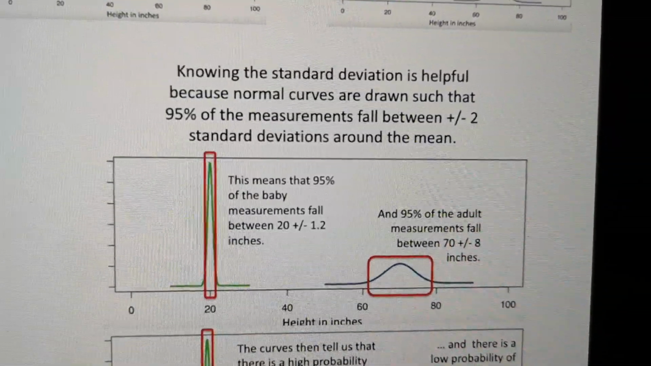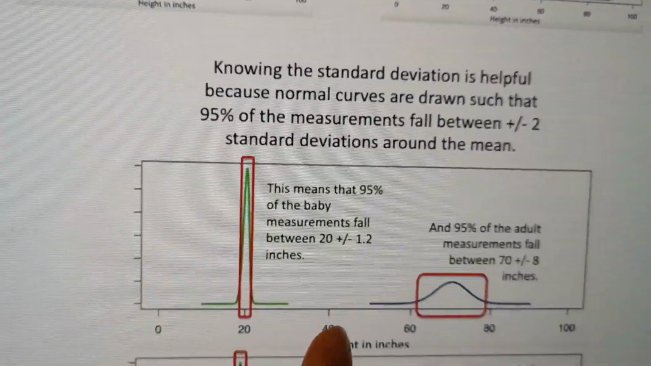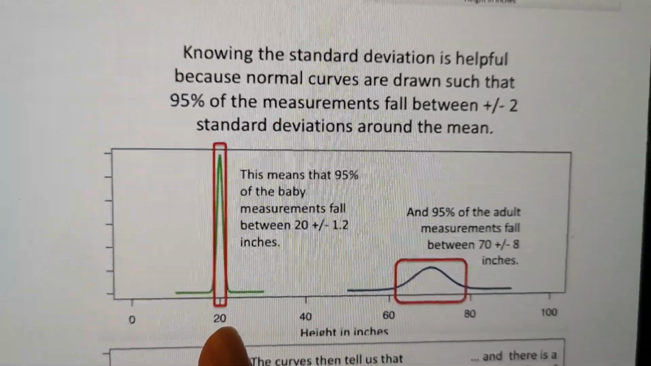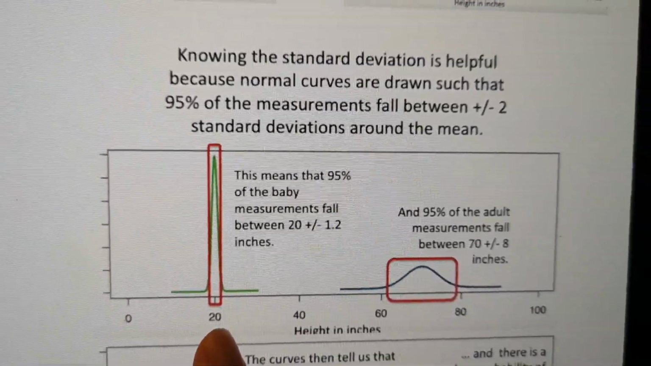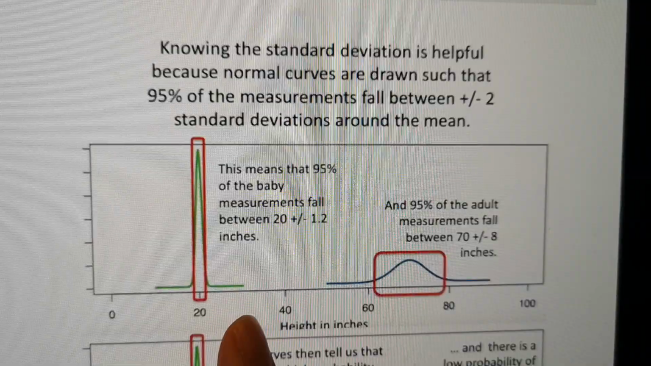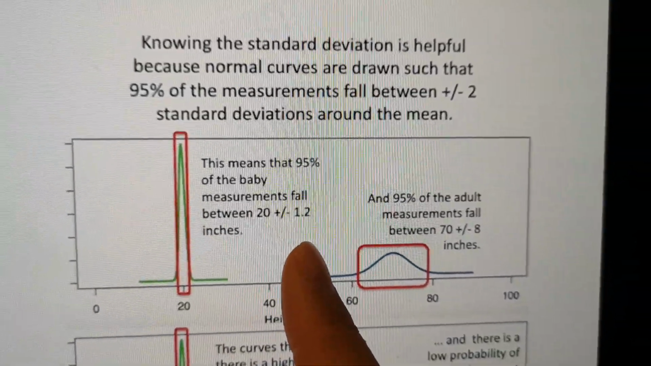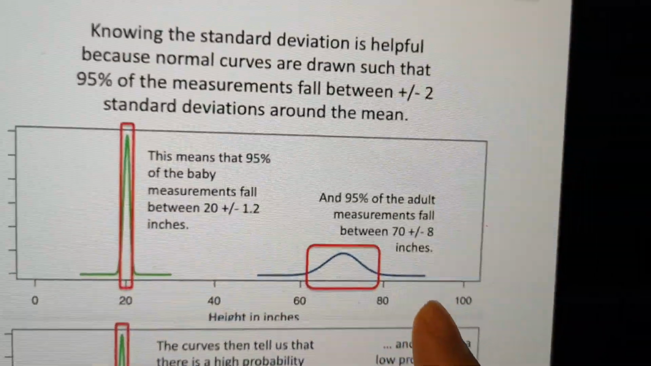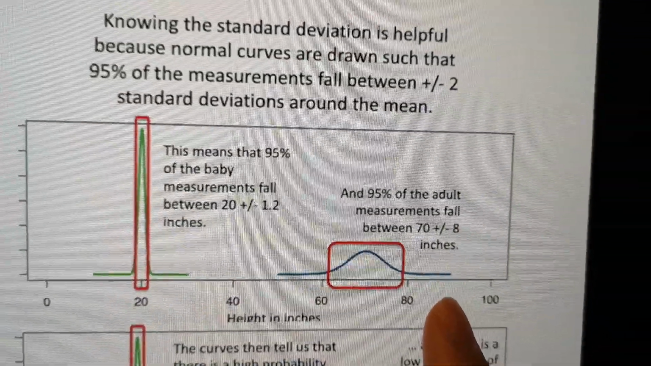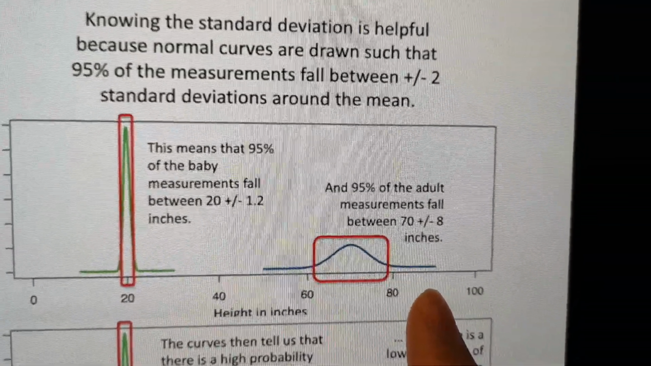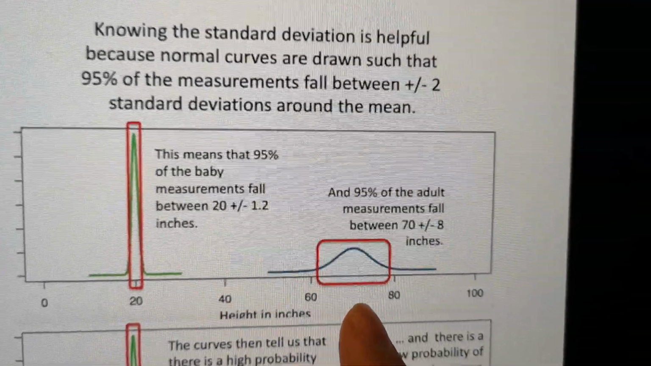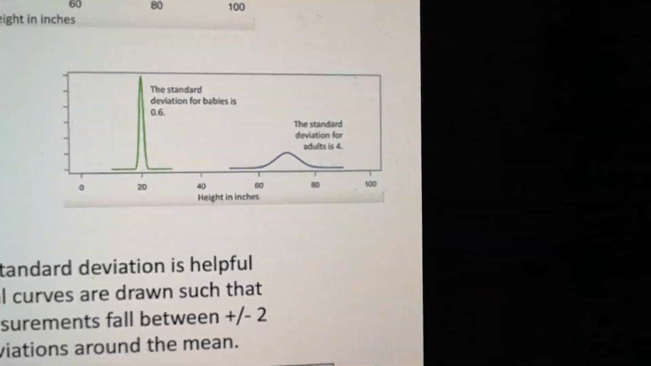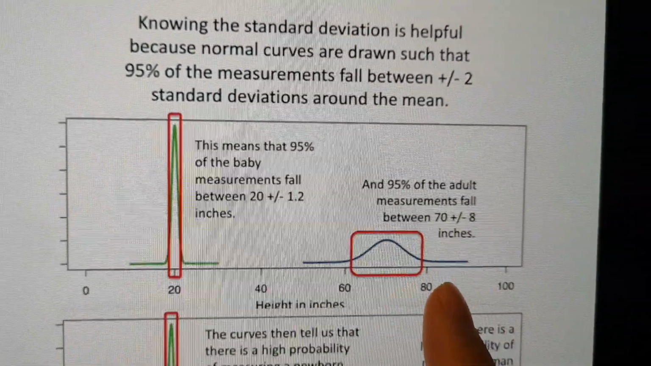So in this example, we can conclude that for newborn babies, we are 95% sure the baby's height or length falls between 20 inches plus or minus 1.2 inches. 1.2 is 2 multiplied by the standard deviation, which is 0.6 here. And the same with adults: we are 95% sure that the adult's measurement, like their height, will be between the mean value of 70 plus or minus 8, which is 2 multiplied by the standard deviation. 2 times 4 is 8.